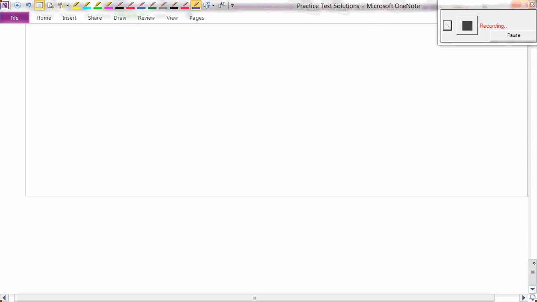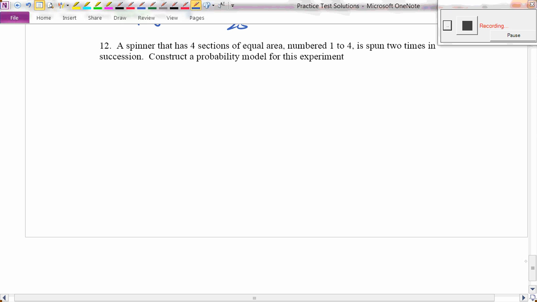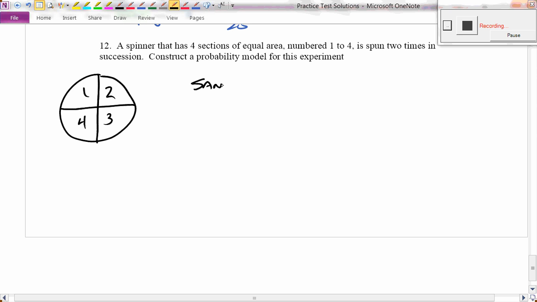Okay, and then lastly, number 12. A spinner has 4 selections of equal area. So a little diagram here. It looks like this, and they're numbered 1 through 4. So 1, 2, 3, and 4. You're going to spin the spinner 2 times, construct a probability model. So we need a sample space for this.